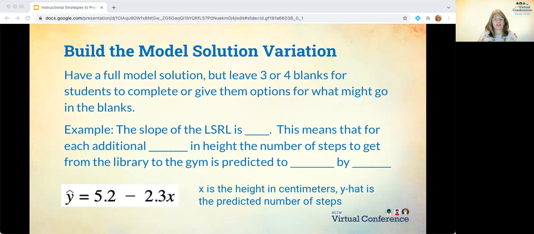So the blanks to fill in here are the number for the slope. And then, this means that for each additional centimeter in height, the number of steps to get from the library to the gym is predicted to, and if you were giving a multiple choice option, you could give them increase or decrease, and then you can give them the number 5.2 or 2.3. So this is building the model solution variation for your students that may struggle with the English language.